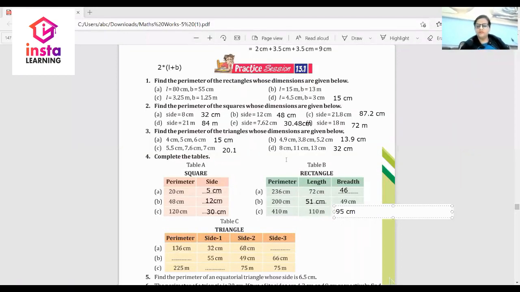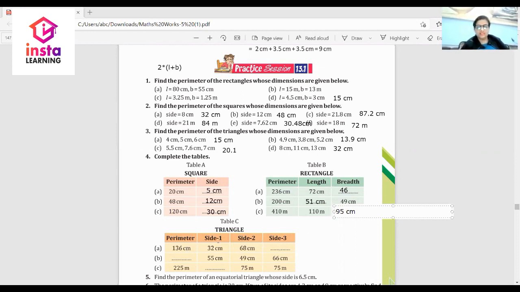First of all, we have to minus it. Means 72 into 2 is going to be less from 236. Then whatever is coming, we have to divide with 2. Then only we will get our breadth, length and perimeter is already given.